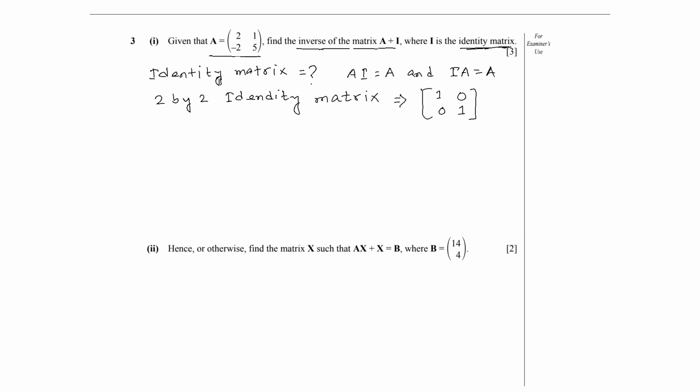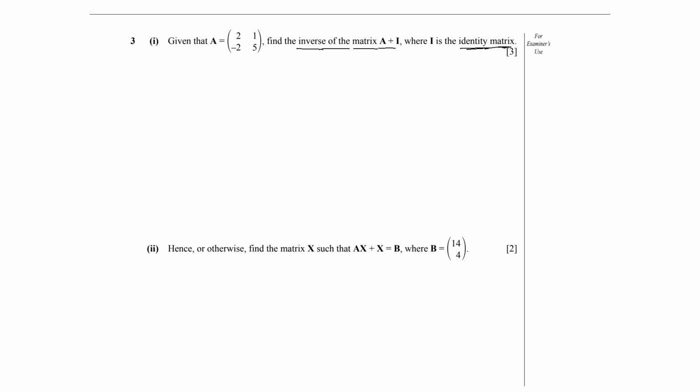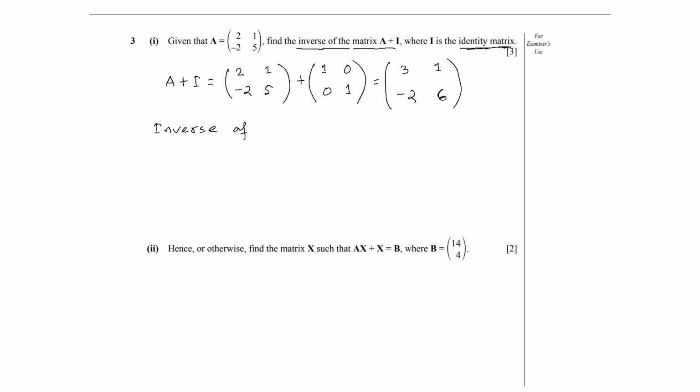Now, let's erase this and start solving the math. Let matrix A plus matrix I be 2, 1, minus 2, 5 plus 1, 0, 0, 1, which is the identity matrix. Then the resultant matrix will be 2 plus 1 is 3, then 1 plus 0 is 1, then minus 2 plus 0 is minus 2, and 5 plus 1 is 6. So, our A plus I matrix is 3, 1, minus 2, 6. Now, we need to find the inverse of matrix A plus I matrix.